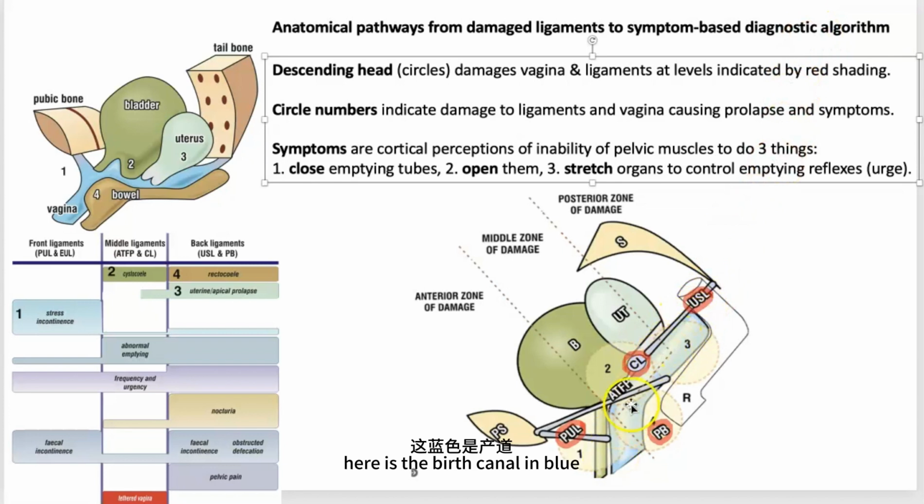Here is the birth canal in blue. The circles represent the head as it comes down from the top of the birth canal to the outlet, and the shadings indicate the levels at which the birth canal can be injured. At the top of the birth canal, the head can stretch the uterosacral ligaments to cause uterine prolapse. Further down, it can stretch the cardinal ligaments to cause cystocele. Further down, it can go posteriorly to damage the perineal body and cause rectocele, and if it pushes anteriorly, it can damage the pubourethral ligament to cause stress incontinence.